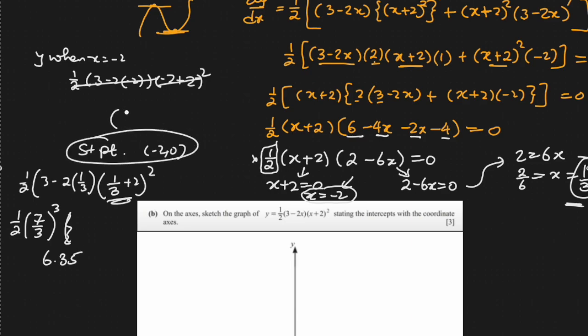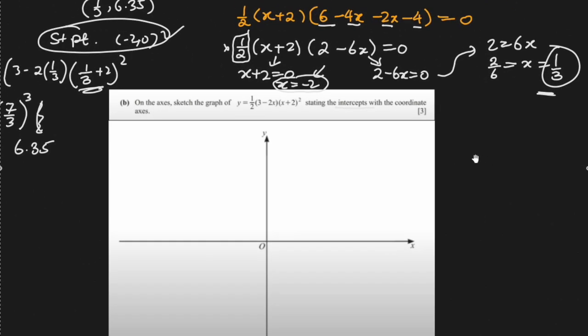Second stationary point comes out to be 1/3, 6.35. Now we need to find the intercepts. They said stating the intercepts with coordinate axis. So we got one intercept already, which was this. Where did we get it? This one, minus 2, 0. But what about the second or third, if there is any? So let's do it. So I'll use this space to get intercept.